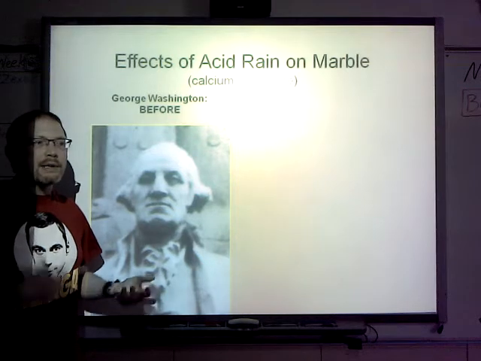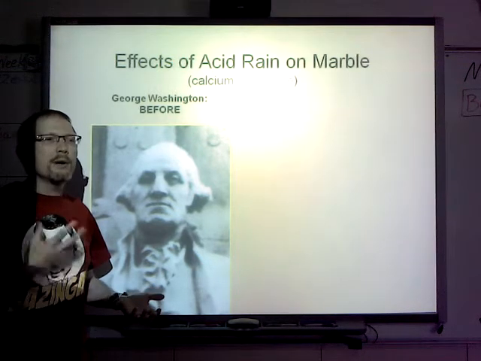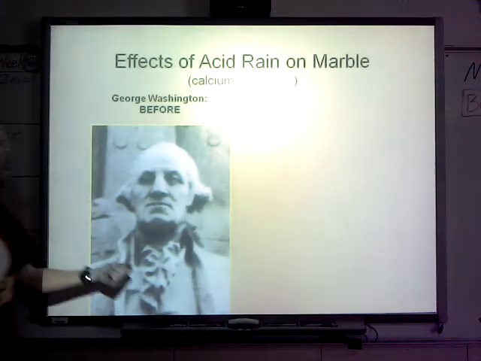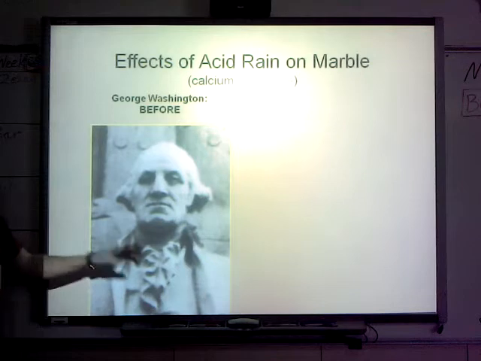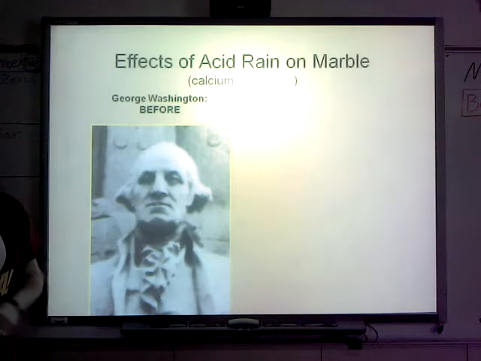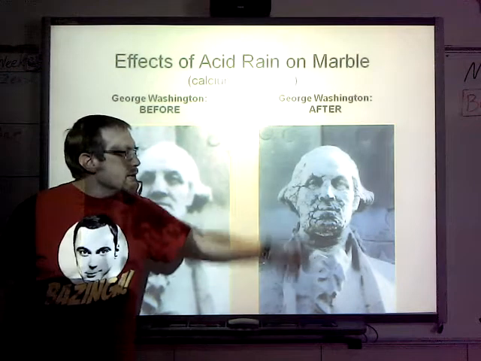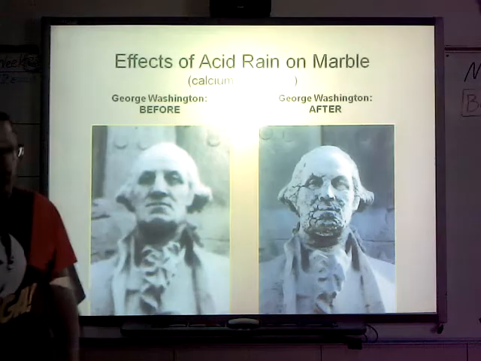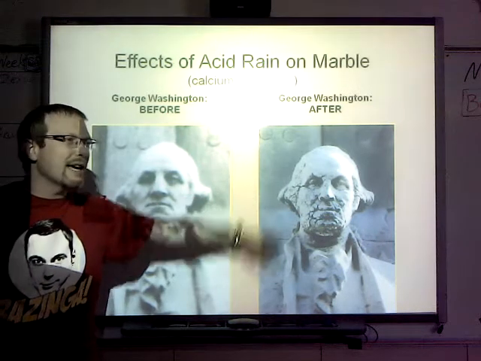Now, acid rain has about the same pH as tomato juice, okay? It's not real strong stuff, but over time it can do a lot of damage. This is an old photo of a calcium carbonate or stone statue of George Washington, and you can see after several decades of acid rain, George isn't looking so great. He's kind of looking like zombie George Washington, which is actually kind of cool, but it's really kind of sad for that statue.